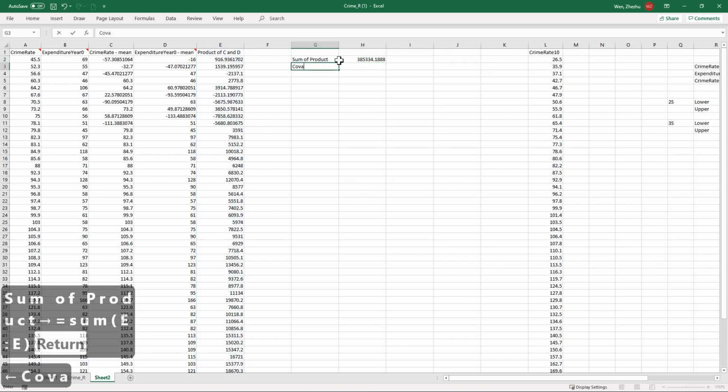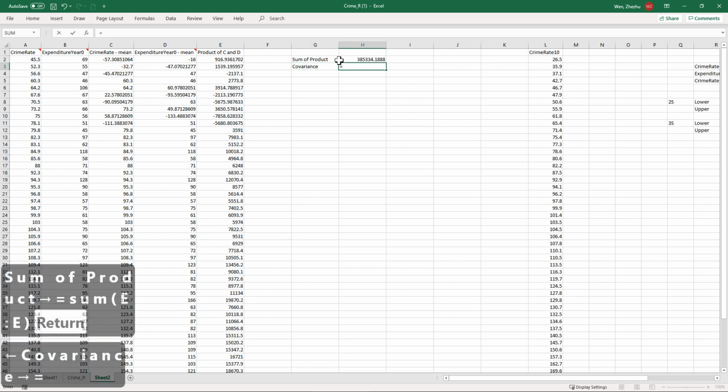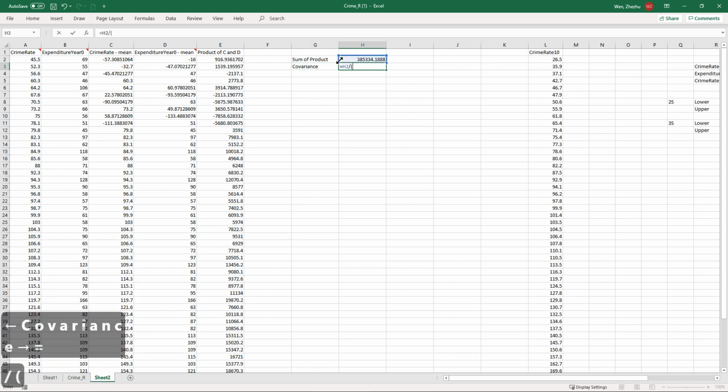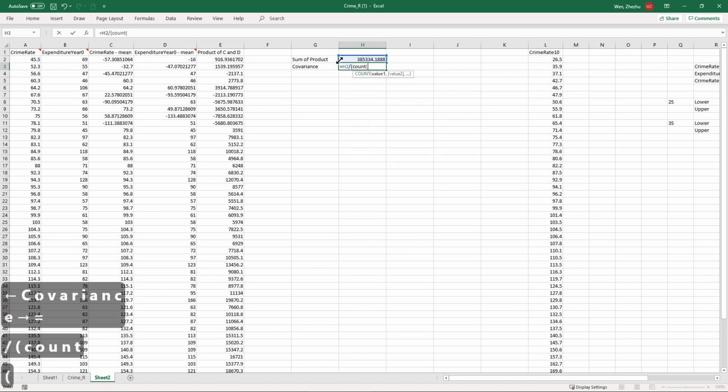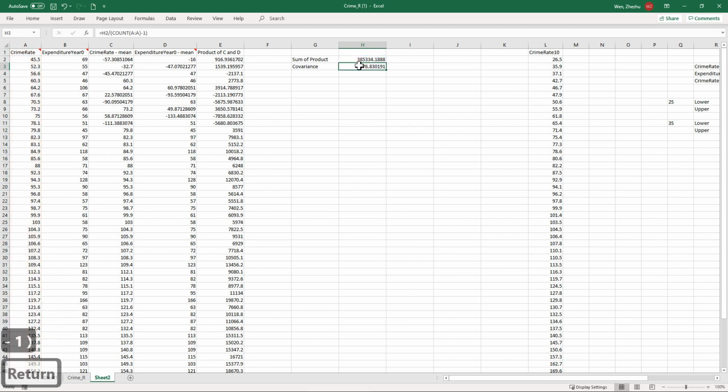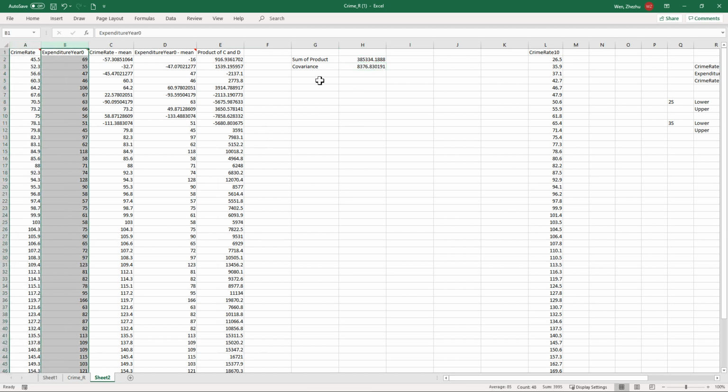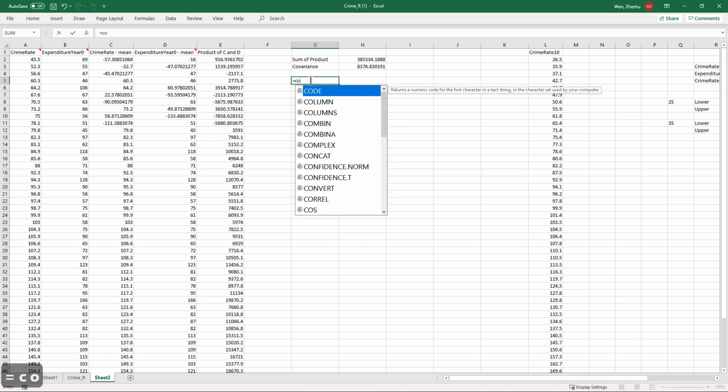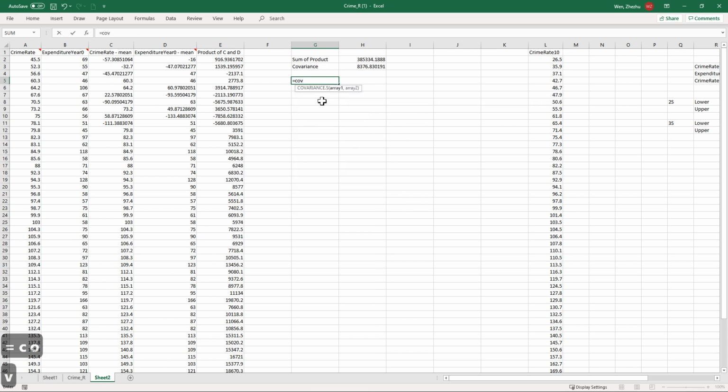And then our covariance is going to be this value divided by the count of A to A. This time I'm not going to forget to subtract 1, because this is sample data. This is going to be our covariance between A and B. Let's take a look at whether the Excel formula returns exactly the same result. Maybe wrong, maybe right, but let's take a look. The first variable is ranging from A to A, the second variable from B to B.